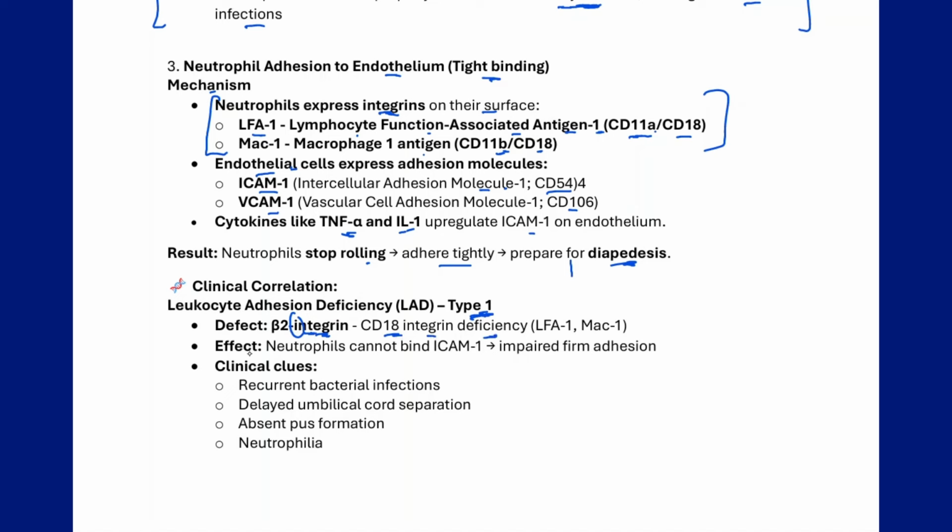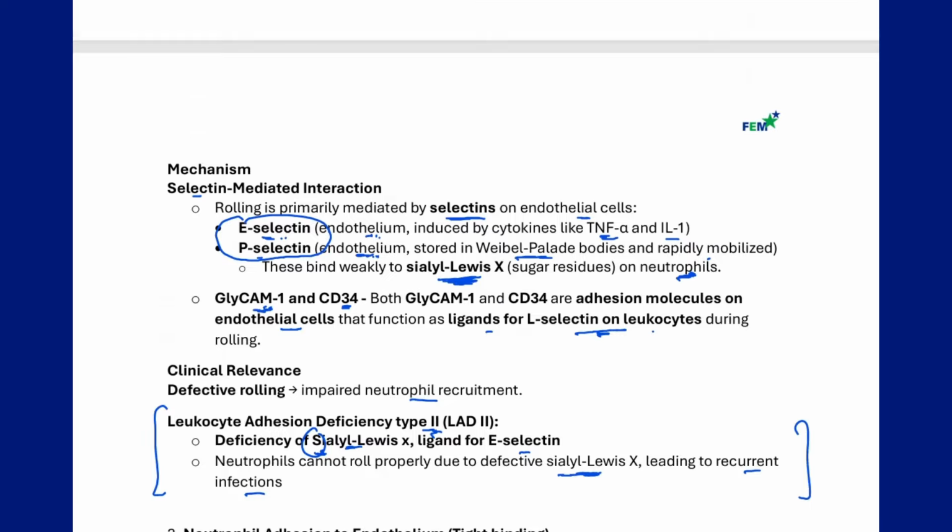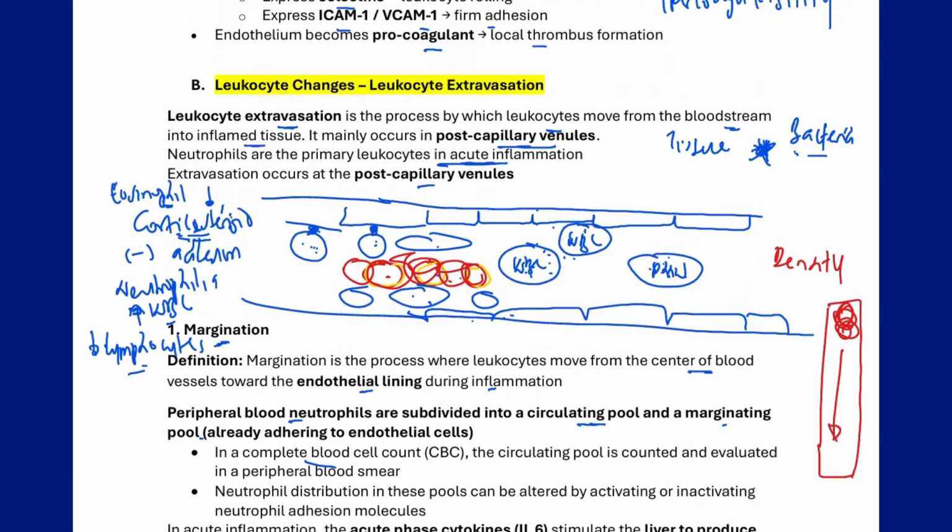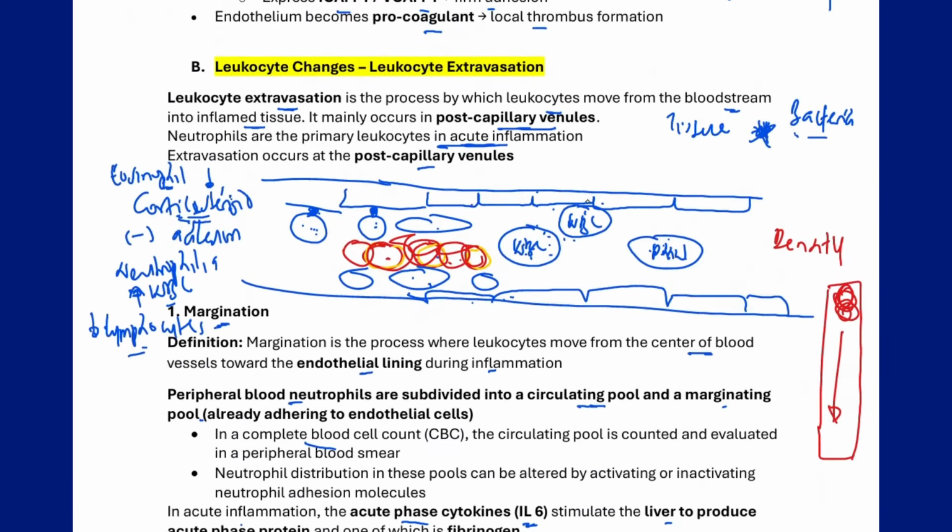And this leads to what? What are the problems we're going to see? The neutrophil cannot bind to the wall. It can't adhere to the wall, so we're not going to have any marginating neutrophils. If we go back to our diagram, there will be no marginating neutrophil. So all our neutrophils are going to be circulating. That's why those patients are going to have neutrophilia.